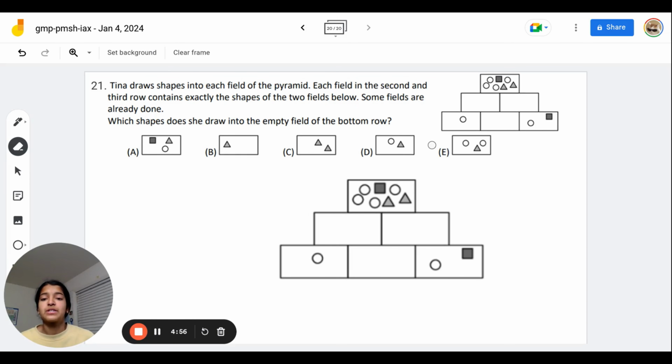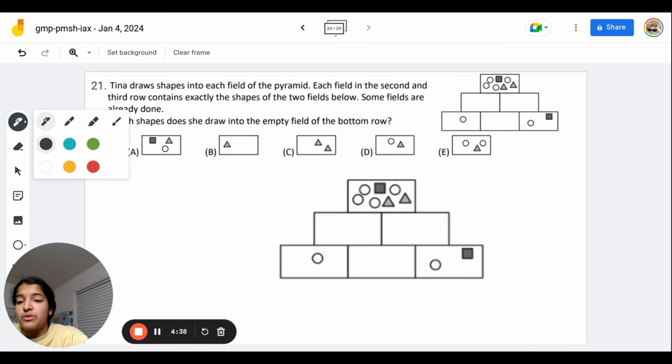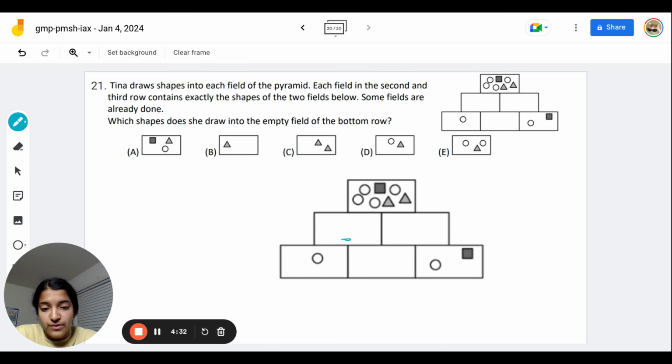Question number 21. Tina draws shapes in each field of the pyramid. Each field in the second and third row contain exactly the shapes of the 2 fields below. Some fields are already done. Which shapes does she draw in the empty field of the bottom row? So, for this question, we know that every field has the 2 fields below it that are hitting it. So, this field would have this one and this one. This field would have this one and this one.